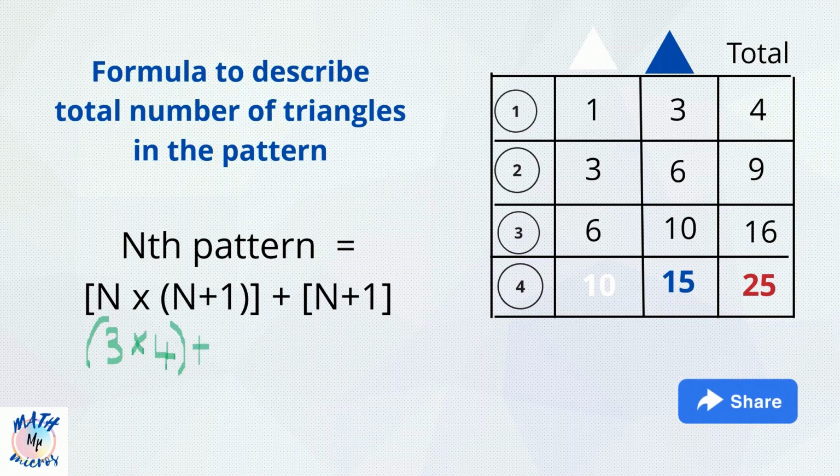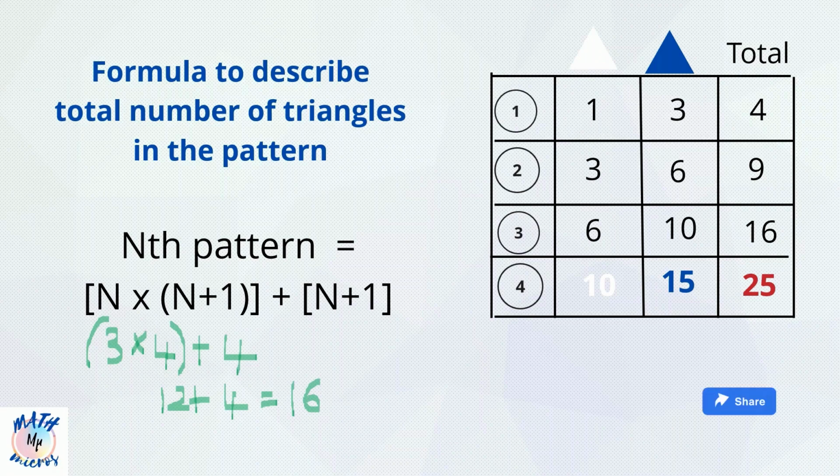And then you add, what is n? N is 3. So 3 plus 1 is 4. Alright. So as per the BODMAS rule, we are going to do the thing that is found in the brackets first. So this is going to be 3 times 4, 12, and then you add the 4 together to get 16, and 16 is the total number of triangles that you find in the third pattern. Alright, so this is how we found it, and we can make sure that it's the same. So this is the formula to find the nth pattern, be it whatever number n is.